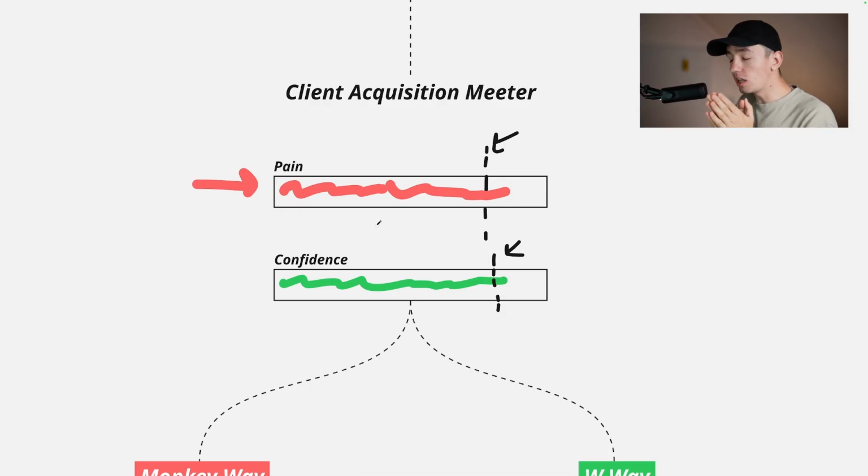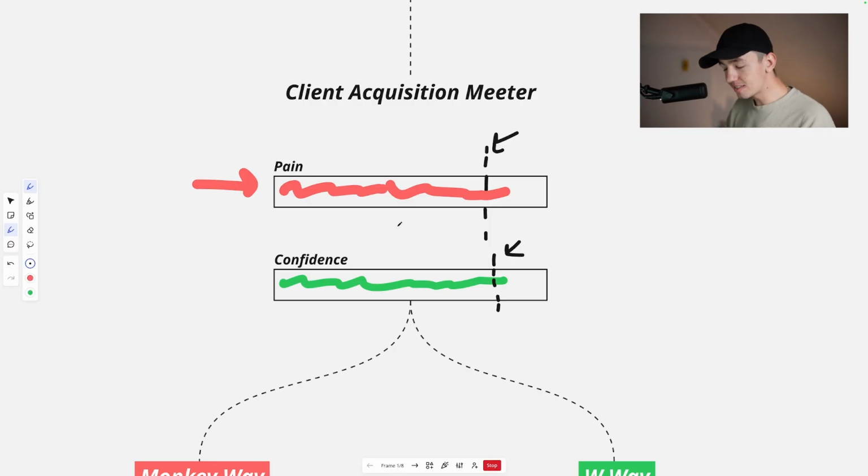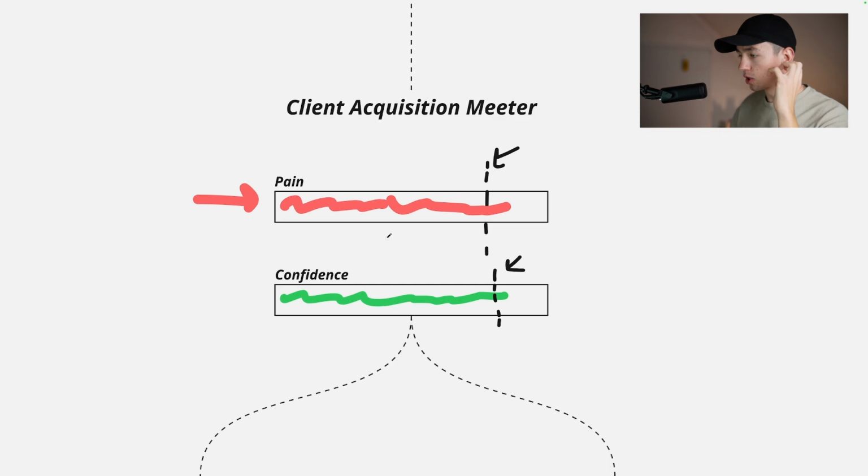And this is something a lot of people don't even know about. But when you boil it down to the very basics of client acquisition, this is what you need to do. You need to build pain and you need to build confidence. And this fundamental principle will decide whether you're going to be able to make money or get clients or not.